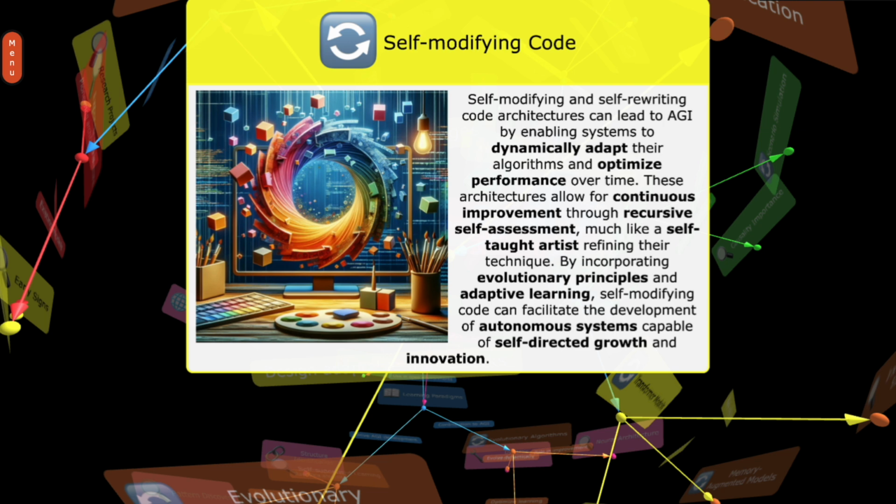Self-modifying and self-rewriting code architectures can lead to AGI by enabling systems to dynamically adapt their algorithms and optimize performance over time. These architectures allow for continuous improvement through recursive self-assessment, much like a self-taught artist refining their technique. By incorporating evolutionary principles and adaptive learning, self-modifying code can facilitate the development of autonomous systems capable of self-directed growth and innovation.